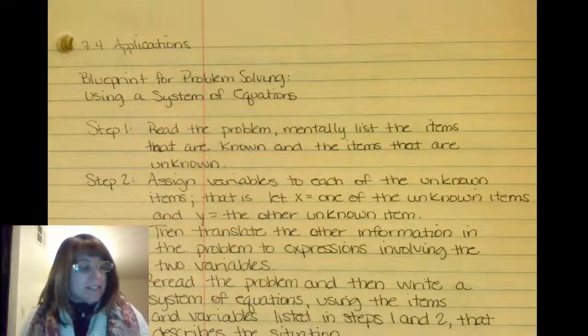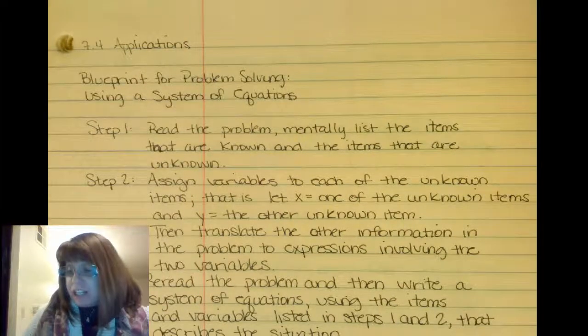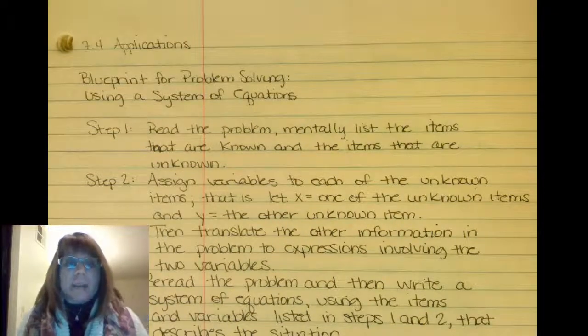Welcome to Lecture 7.4, Applications to Solving Linear System of Equation.